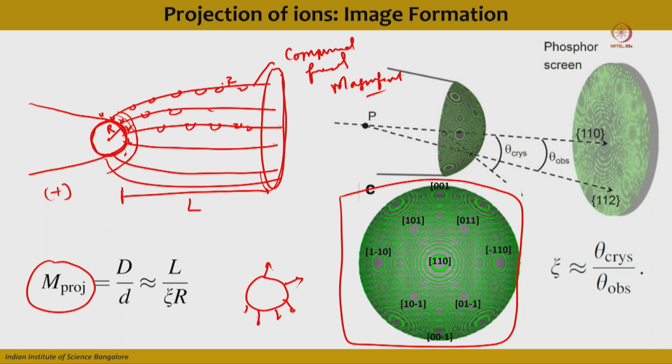So now assume that this is the central point of the fluorescent screen. You can mark it as O.